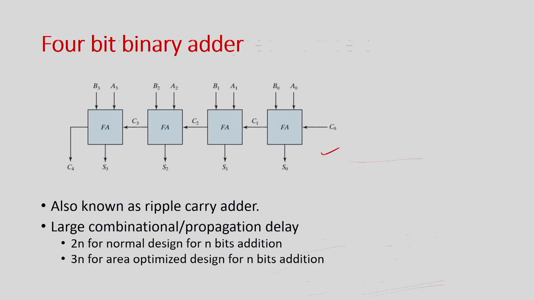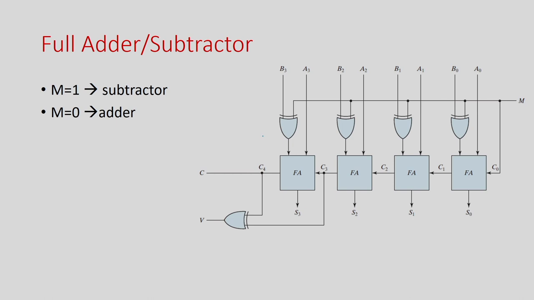I will put this XOR gate here, and I am basically doing a minus b. I will connect a directly to the full adder, and for b you can see there is an XOR gate where I am connecting b. I am connecting b0, b1, b2, b3, and that is also connected with this m. So, this is my mode.